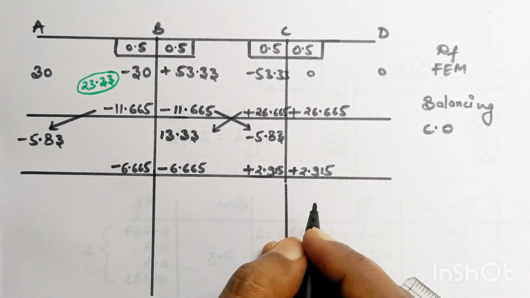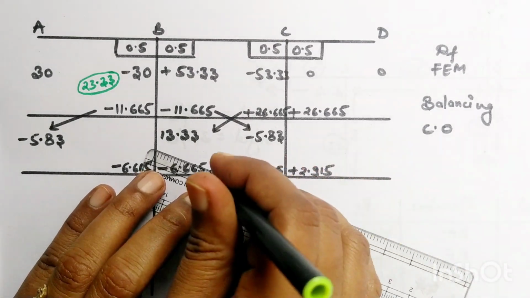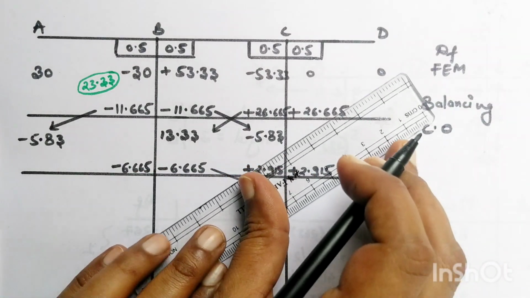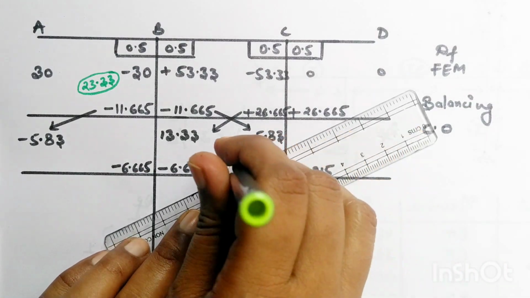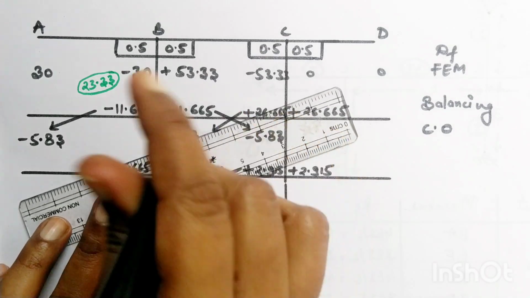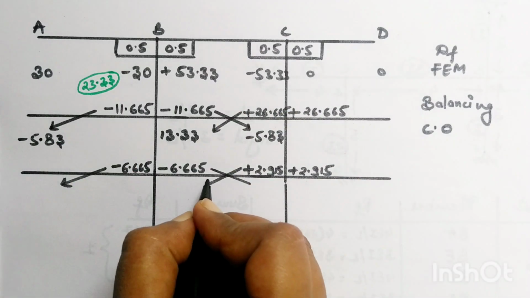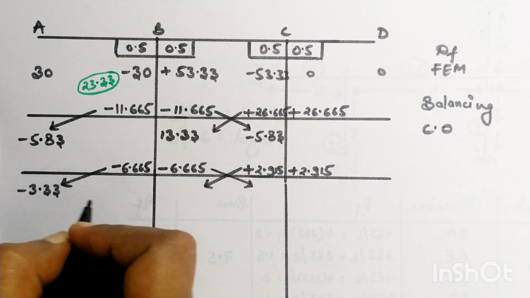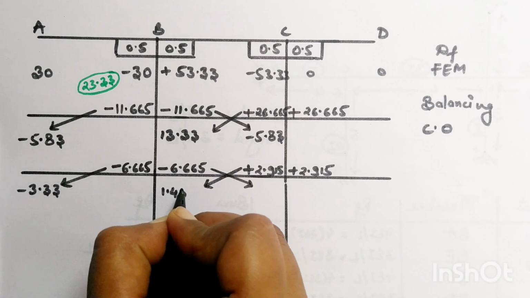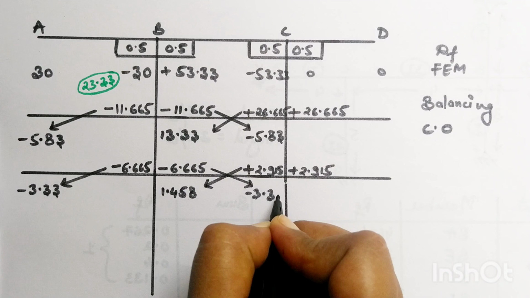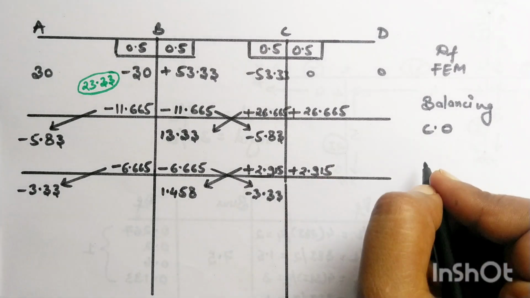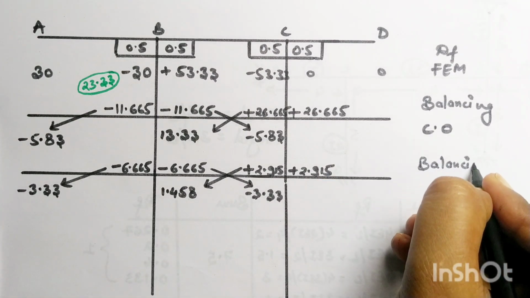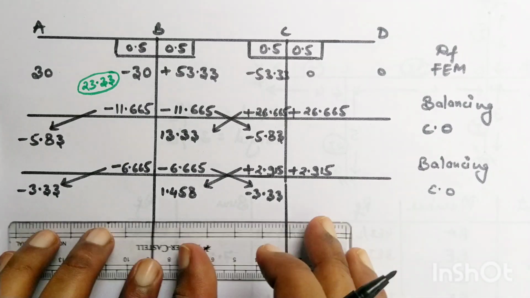So unbalanced moment multiplied by DF and then again we have to transfer it to the far end. Here we are, so just transferring the unbalanced moment to the far end with the sign. So the moments divided by 2 with the sign, we have to transfer it to the other end. So this one was balancing and this one was CO, carry over.